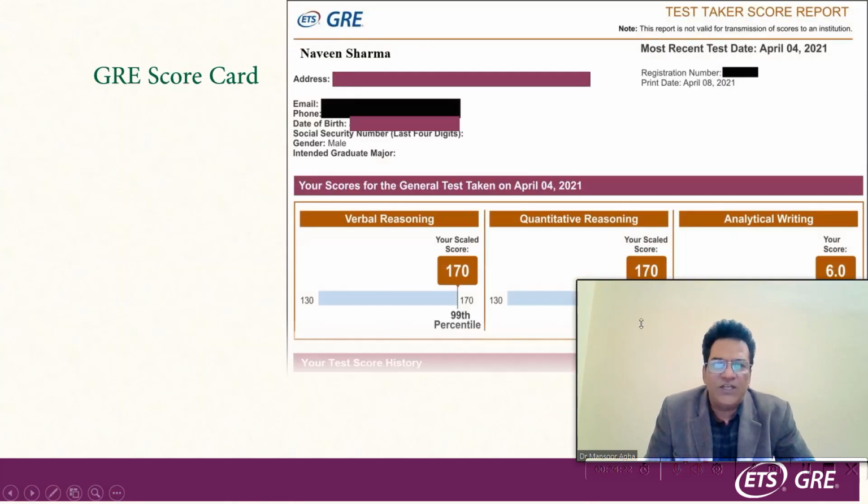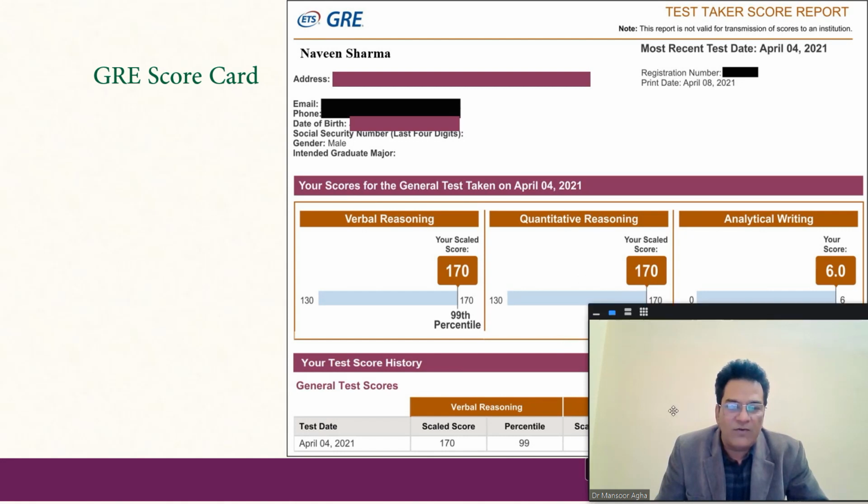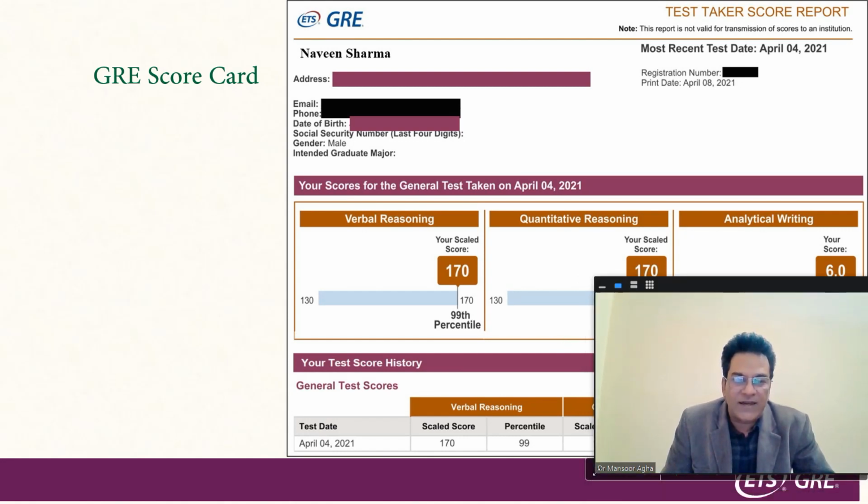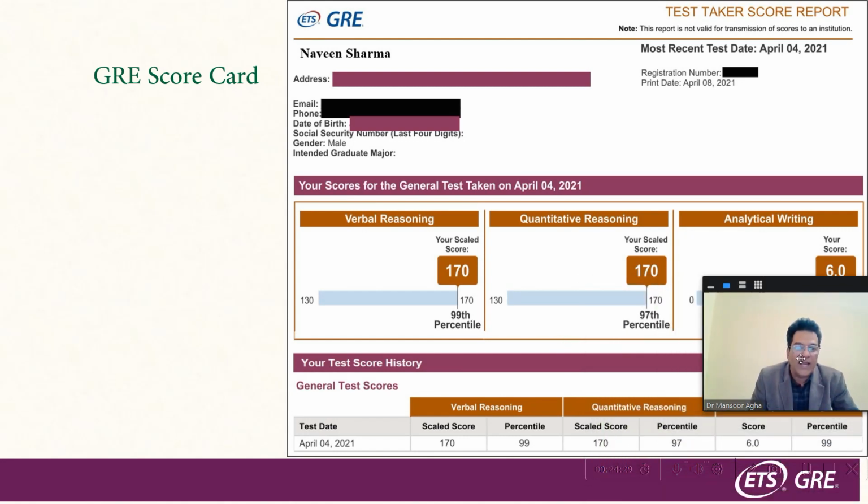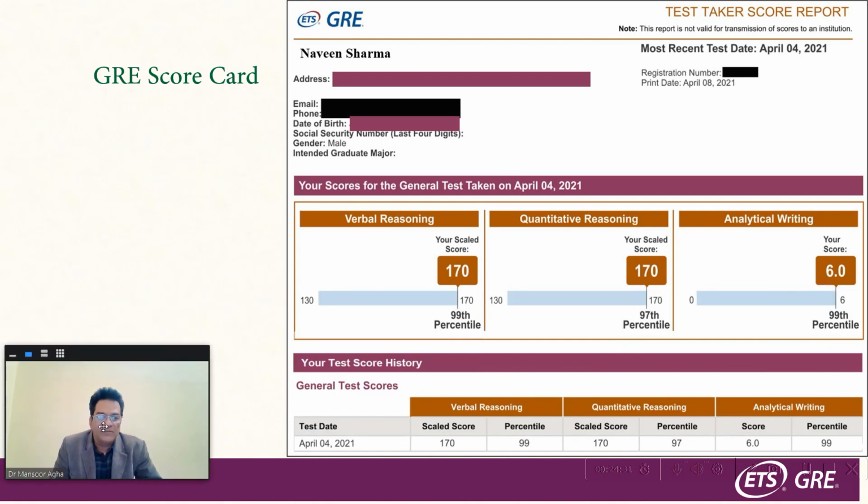This is what a GRE scorecard looks like. I want you to have a look at it to understand what is the target that you are looking at. The scores that you get are in terms of percentile and a certain scale score, which we're going to dwell upon to a greater extent later.